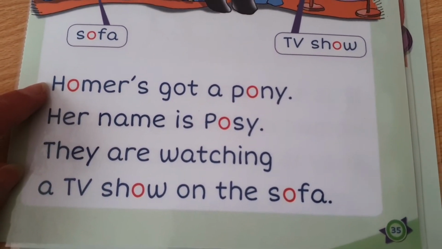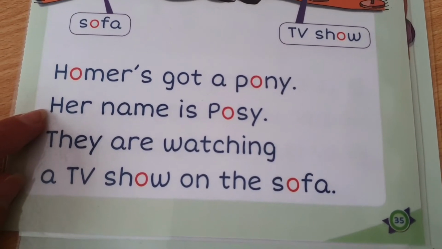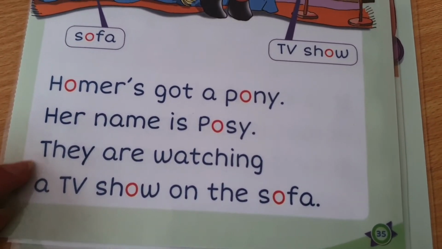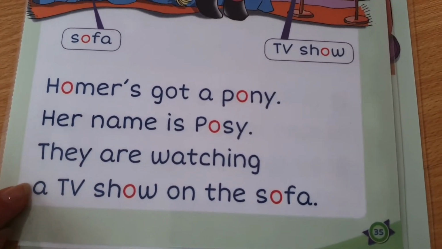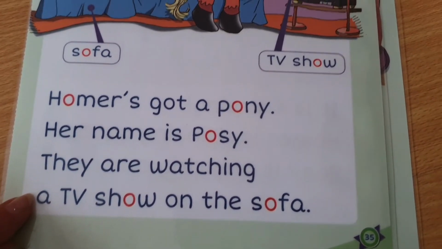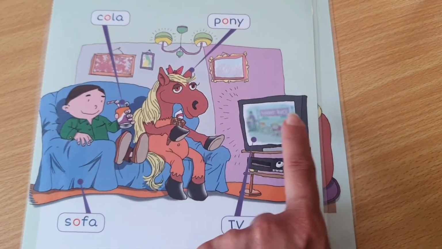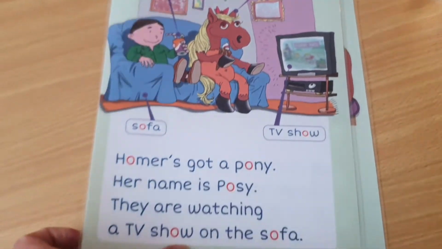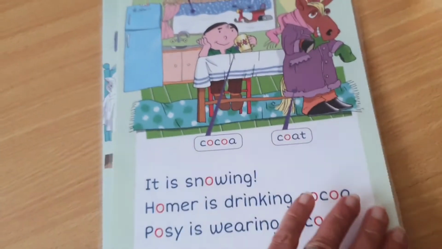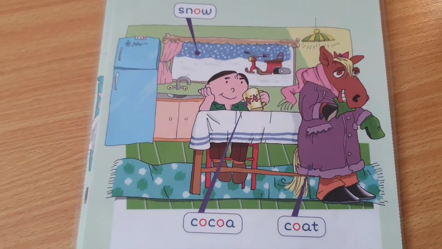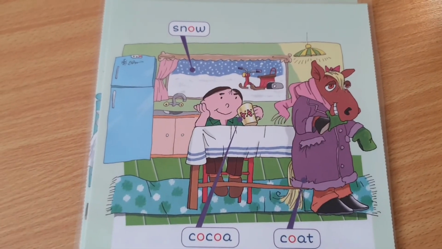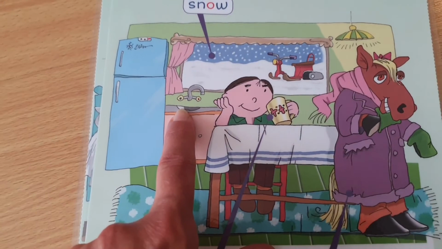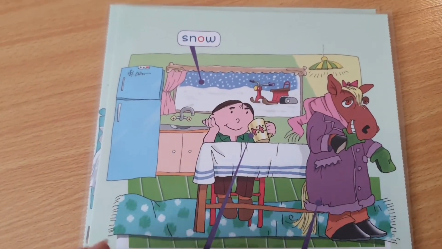Homer's got a pony. Her name is Posy. They are watching a TV show on the sofa. So they're sitting and watching the TV show on the sofa. Very good. All right, you read this to Mommy and Daddy. I will put a picture down below. And here, where are they now? Now they're in what room is this? With a refrigerator and the table and the sink. It's the kitchen. That's right, they're in the kitchen.